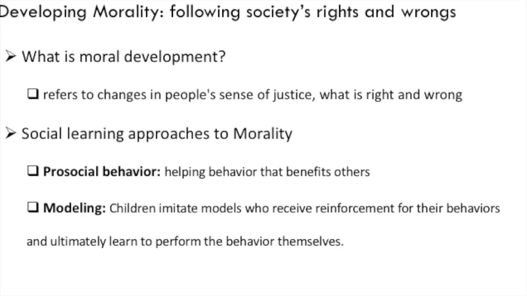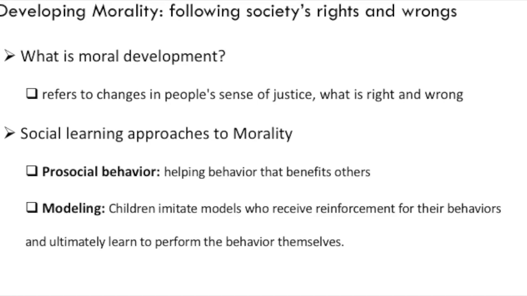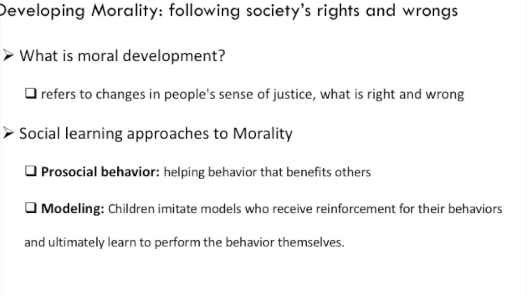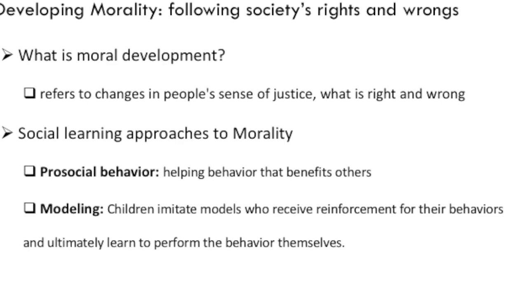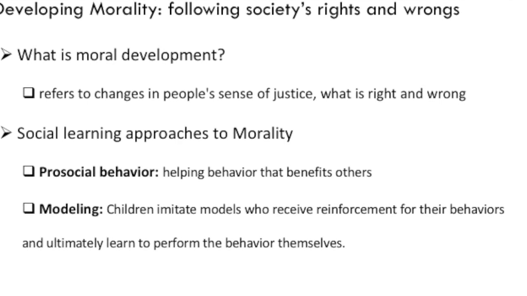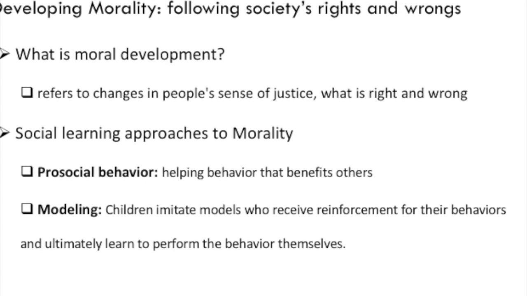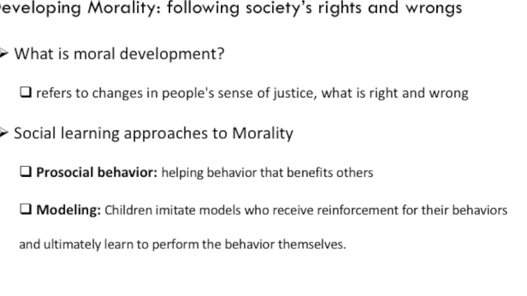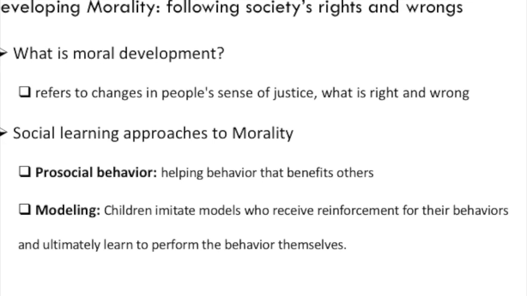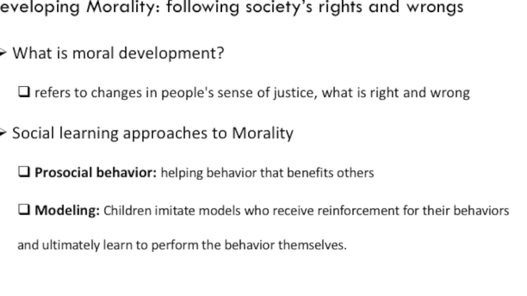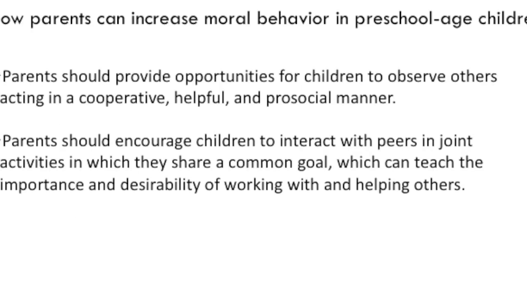However, not all prosocial behavior has to be directly reinforced. According to social learning theorists, children will also learn moral behavior indirectly by observing others' behavior, called models. Children imitate models who receive reinforcement for their behaviors and learn to perform the behavior themselves. For instance, when Tom's friend Bob watches Tom share his toys with his cousins and Tom is praised for his behavior, Bob is more likely to engage in sharing behavior himself in the future.